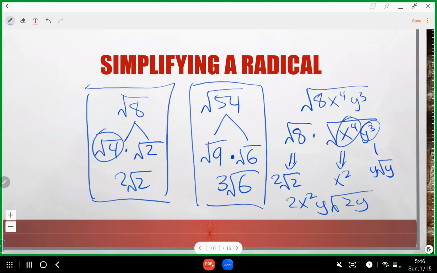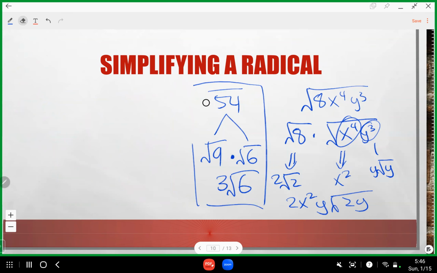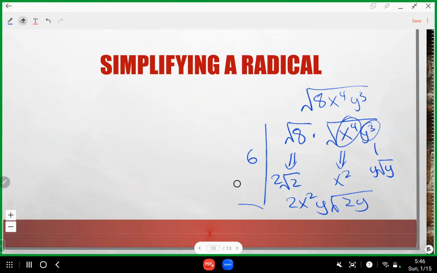Okay, so now, before we go on to practice problems, I want to introduce you to something. What if we're not working with square roots? What if we're working with a cube root? All right, so let me just make up a problem real quick. How about 27? Maybe that'll be fine.